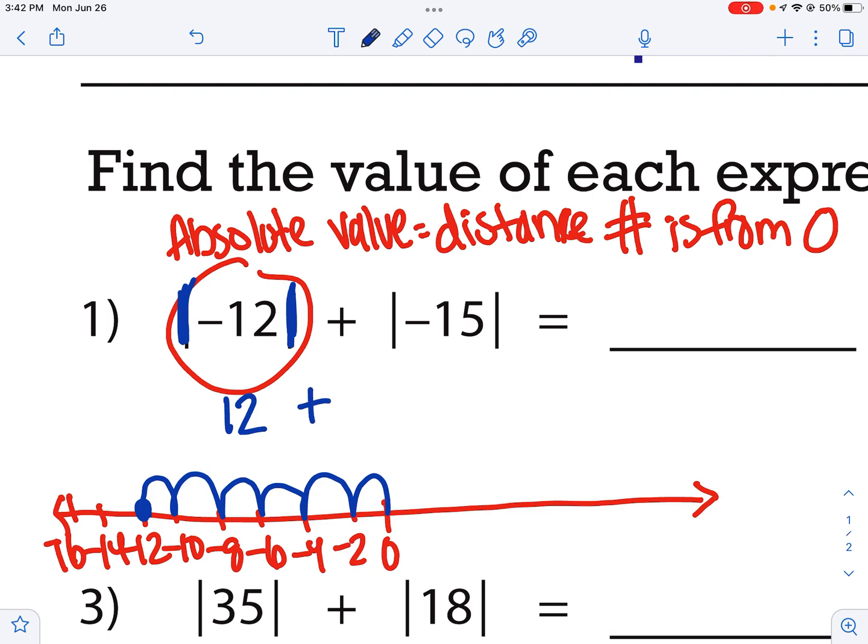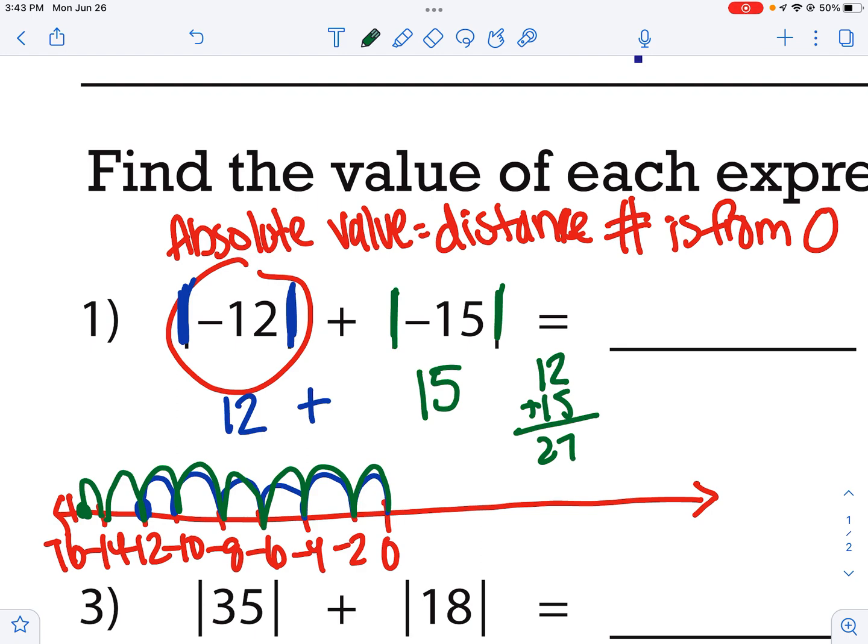Okay, I'm going to do the same thing now with negative 15. So negative 15 is approximately here, kind of in between 14 and 16. And I got to figure out what is the distance from 0 to negative 15. That's how I'm going to find the absolute value. So 2, 4, 6, 8, 10, 12, 14. And since it's in between 14 and 16, it would just be 1. So the distance would be 15. Okay, now I can just add 12 plus 15 together, which gives me 27. So the answer to this would be 27.